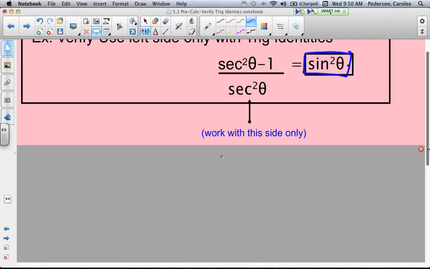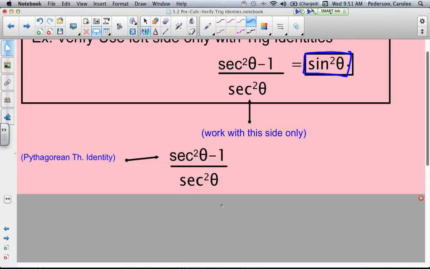1 plus tangent squared? Okay. So tangent squared of x equals secant squared of x minus 1. Do you agree? So what can I replace this numerator with? Tangent squared of theta. Yep, so off to the side here, I just put in blue writing that this numerator is a Pythagorean identity. So I can replace it with tangent squared of theta.